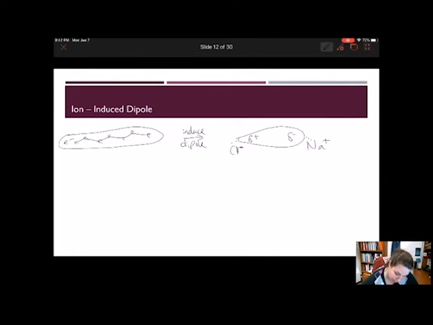This is a weak to moderate force. So it's going to be between 3 and 15 kilojoules per mole. All right, so not very strong. And generally what actually induces a dipole is that interaction with that ion. So an ion may come in, push electron density away, and cause a partial positive area and a partial negative area.